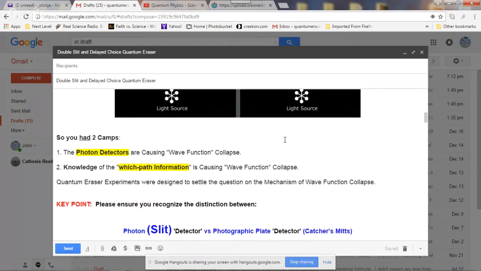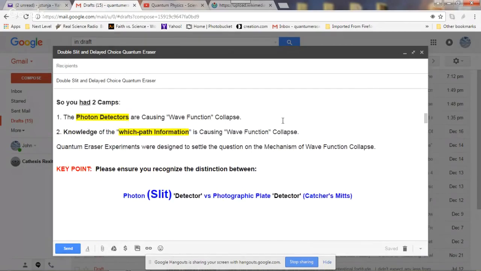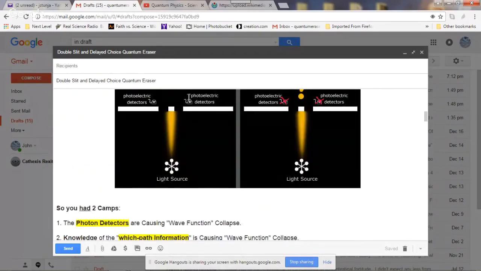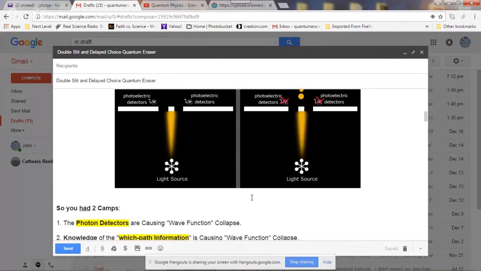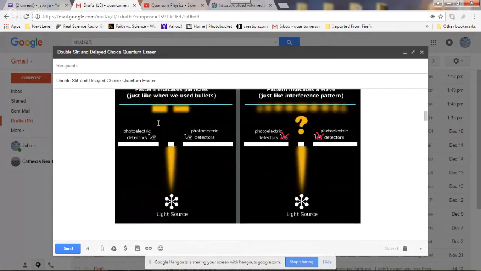And so you had two camps. You had the camp that says the photon detectors are causing wave function collapse up here. The only other option is that knowledge of the which-path information is causing the wave function to collapse and give these two columns, or not an interference pattern.